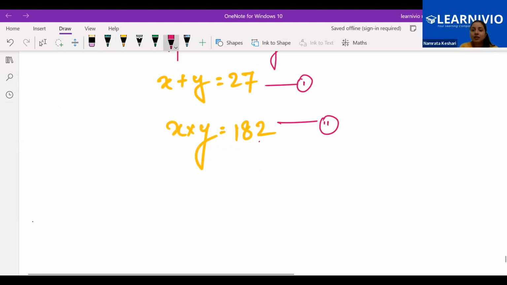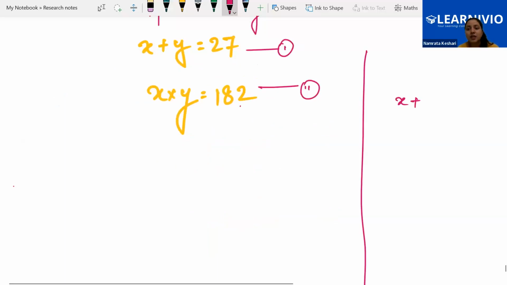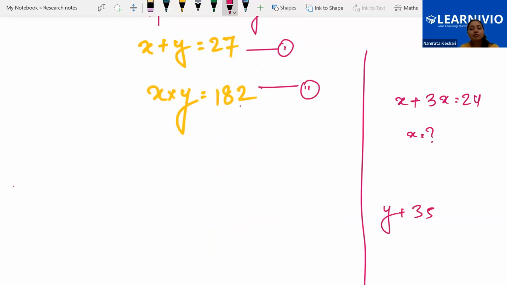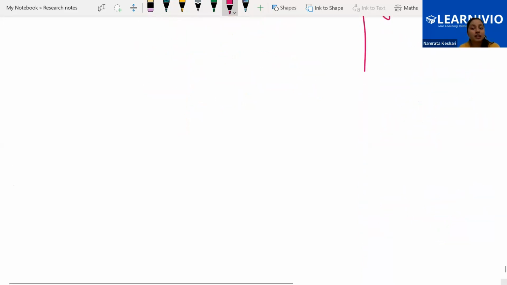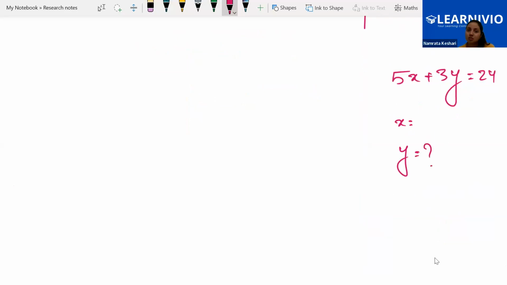Yeah, when we have an equation, let's say x plus 3x is equal to 24, easily we will be able to solve it and get the value of x. When we have an equation, for example, y plus 35y is equal to 20, easily we will be able to solve it and take out the value of y. But if we have an equation which is 5x plus 3y is equal to 24, and I tell you to find the value of x and the value of y, that is not possible.